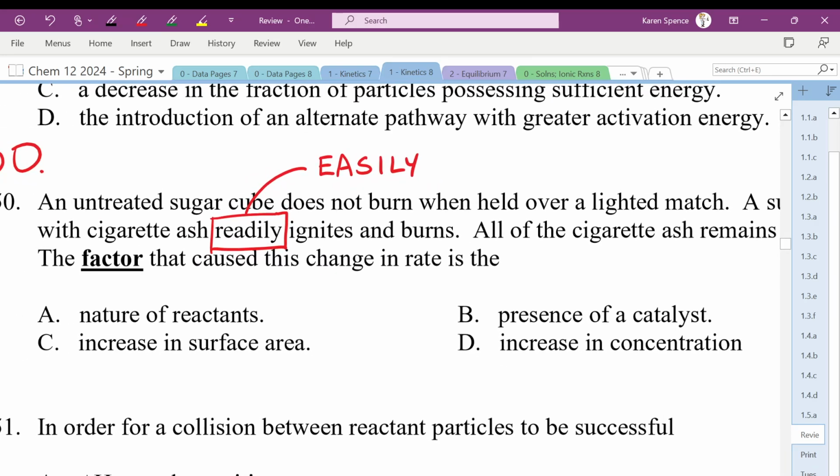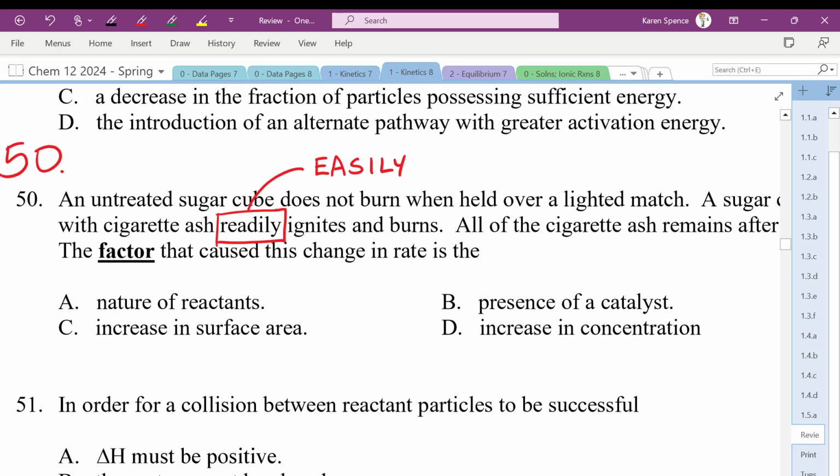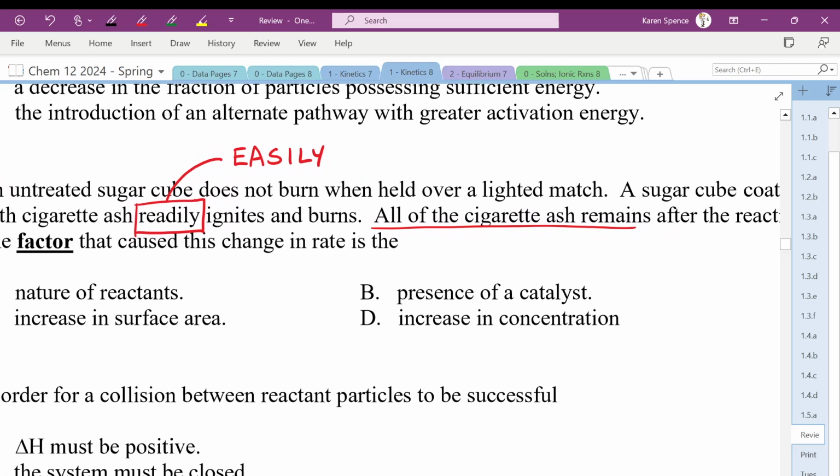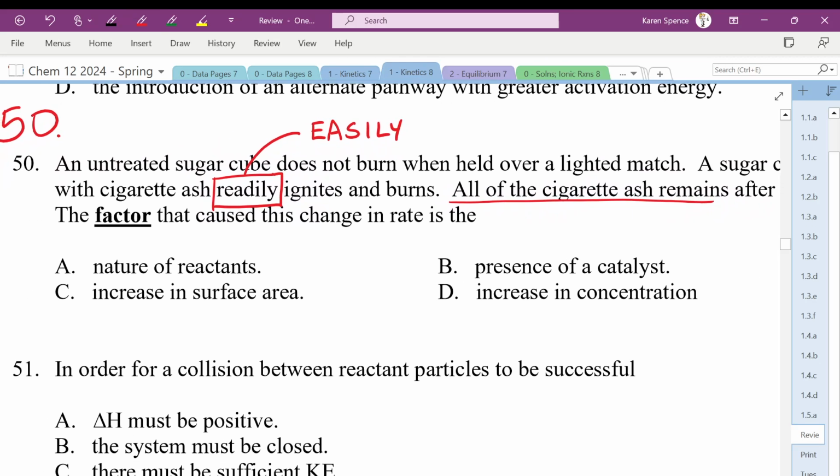So once we got the cigarette ash on the cube, it burns. All of the cigarette ash remains. So none of the cigarette ash goes away after the reaction. So do we know of something that does not get used up in a reaction? A catalyst. And it sped it up. So it did not happen without the catalyst. It would happen with the catalyst. So obviously the flame wasn't enough to burn the sugar without a catalyst, but the catalyst lowers the activation energy, so we can then. Okay?